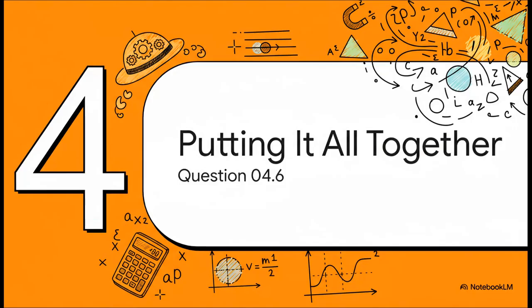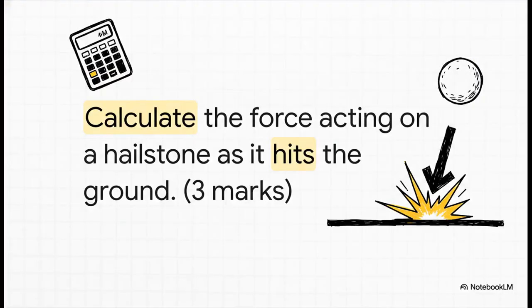Okay, we are in the home stretch now. We've reached the final part of the question, and this is where it all comes together in a calculation. So, for the final 3 marks, you have to calculate the impact force of the hailstone. The exam paper gives you all the numbers you need: the mass, the velocity, and the impact time. So, how do we use them to get the marks?